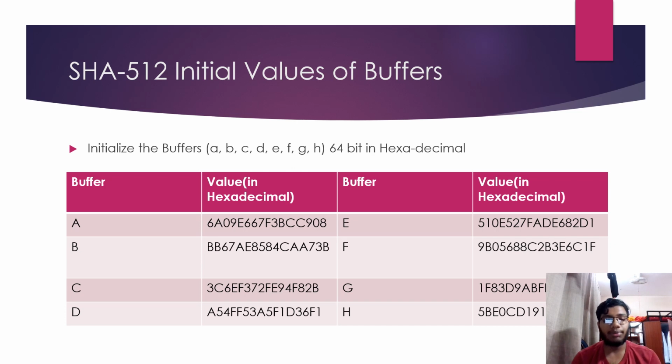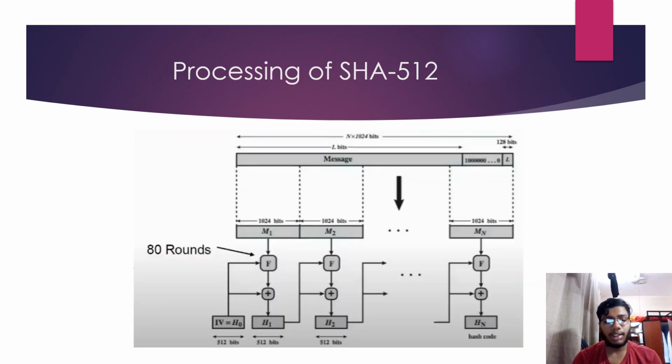So we initialize the buffers. The buffers are given as A, B, C, D, E, F, G, H with some values from the hexadecimal given here. Okay, so these are the values that we are going to make use of for initializing the 8 buffers. Then we do the processing of the algorithm.